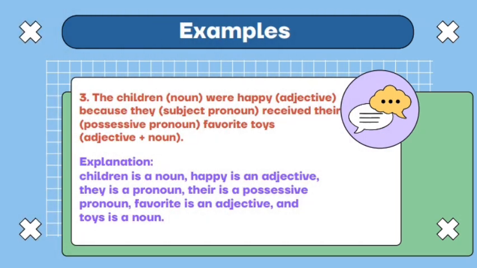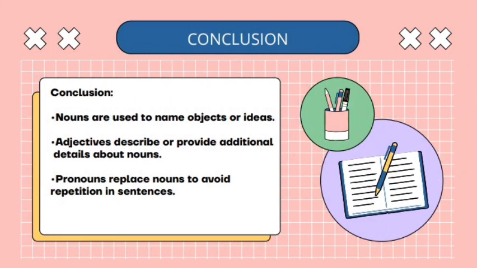3. The children were happy because they received their favorite toys. Explanation: children is a noun, happy is an adjective, they is a pronoun, their is a possessive pronoun, favorite is an adjective, and toys is a noun. And the conclusion is: nouns are used to name objects or ideas. Adjectives are used to describe or provide additional details about nouns, and pronouns replace nouns to avoid repetition in sentences.